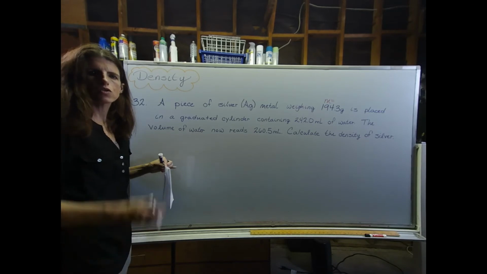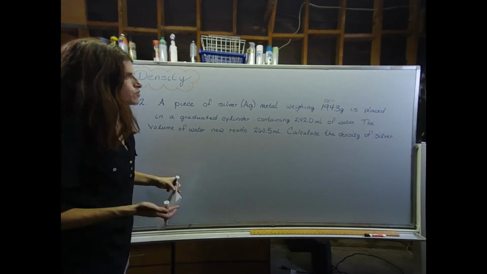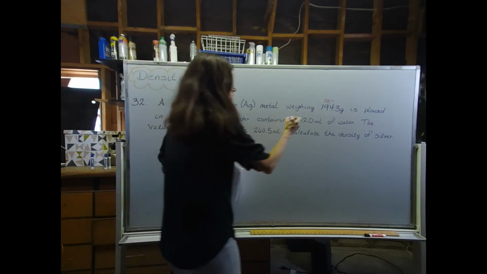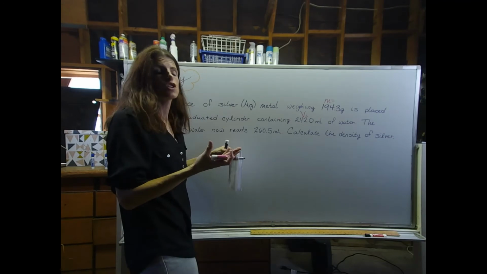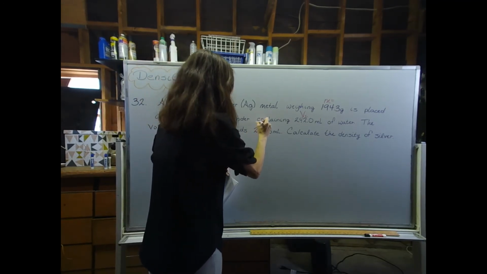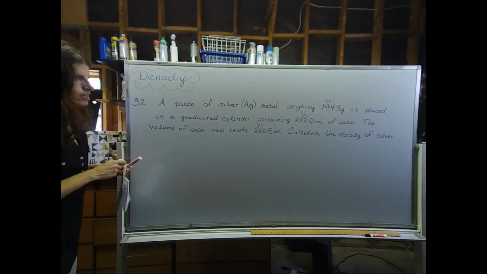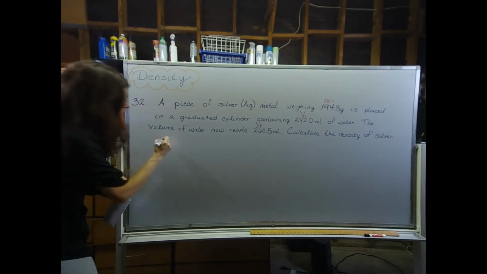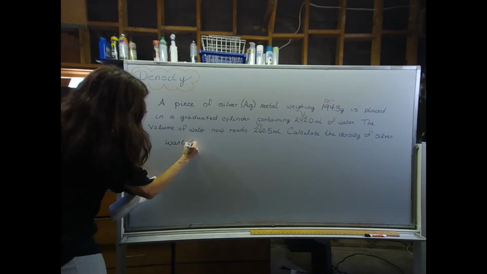So it sounds like they're using some kind of volume by displacement to get the volume of this piece of silver. So I'm going to label this as volume with a little subscript of I for initial, and this one is going to be VF for my final volume. Calculate the density of the silver. So we want density at the end of the day.